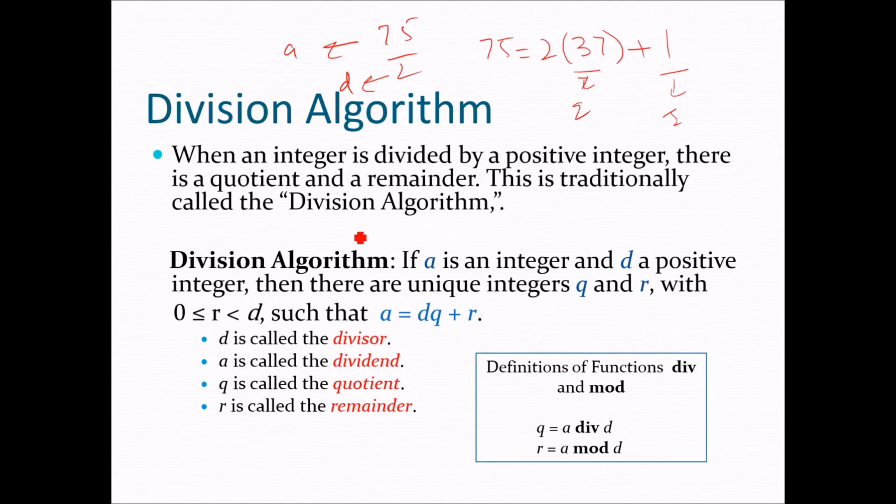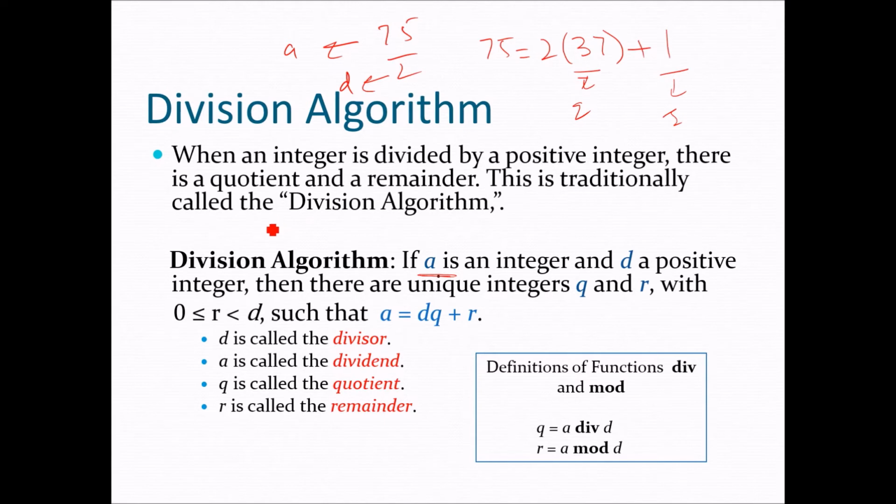And what happens when our A is negative? Because if we read the division algorithm again, A is an integer, so there is no condition on A. A is just an integer. It can be positive, it can be negative, but D is a positive integer. So let's see if A is negative and D is positive.